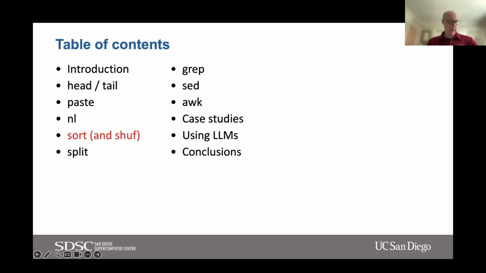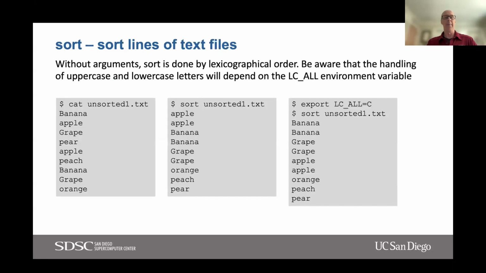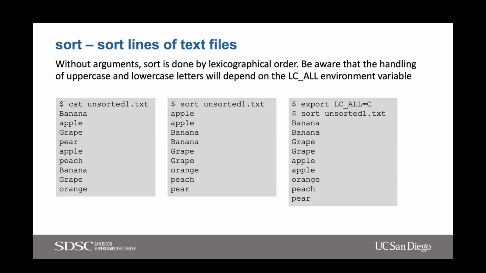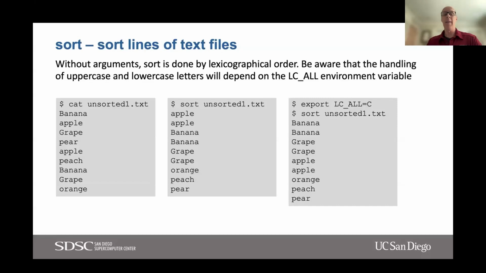All right, so now we're going to get just a little more complex. So we're going to start looking at sort. So you're probably all familiar with doing sorts in spreadsheets, but you could also do this from the Linux command line using the sort function. So without arguments, again, you get a very reasonable default. Your sort is going to be done by lexicographical order. So be aware that the handling of upper and lowercase letters is going to depend on your environment variables.